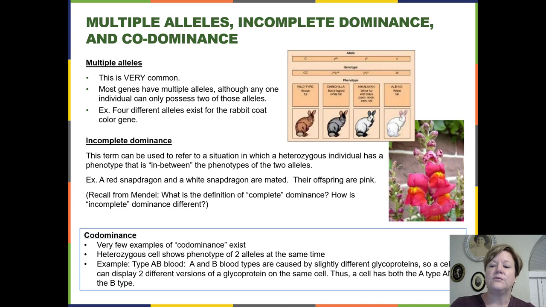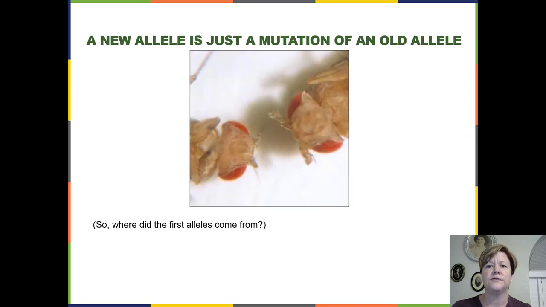Anyway, what's interesting is a person who has A and B, because neither one is dominant over the other. So we don't consider that incomplete dominance. We call it codominance because you are both A and B at the same time. You are two things. You have two dominant traits at the same time. But blood types is the only time codominance seems to ever come up that I'm aware of.